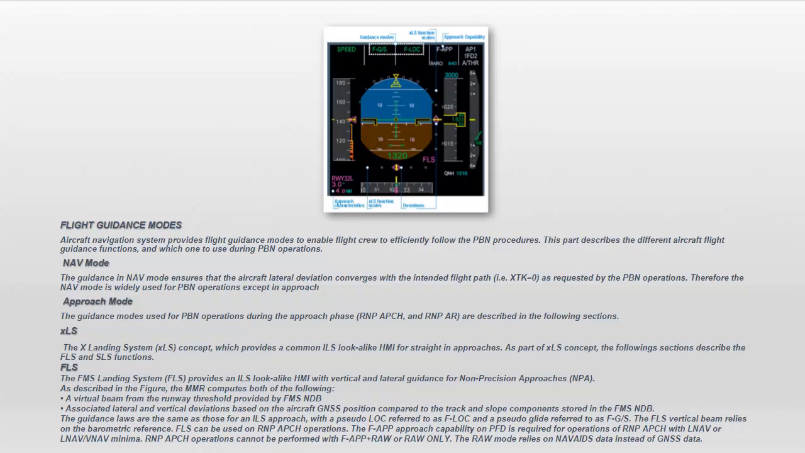The guidance modes used for PBN operations during the approach phase, RNP approach, and RNP-AR, are described in the following sections. XLS. The X-landing system, XLS, concept, which provides a common ILS lookalike HMI for straight-in approaches. As part of XLS concept, the following sections describe the FLS and SLS functions. FLS. The FMS landing system, FLS, provides an ILS lookalike HMI with vertical and lateral guidance for non-precision approaches, NPA.